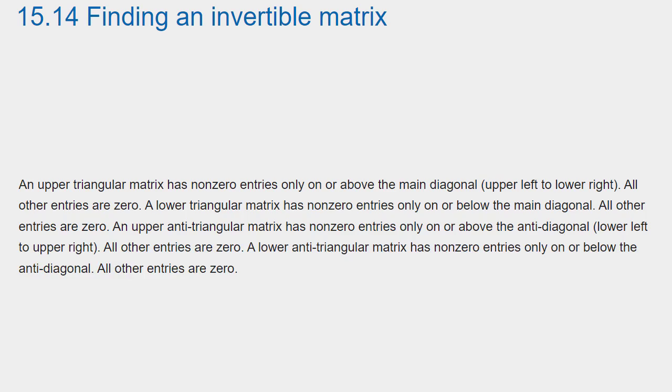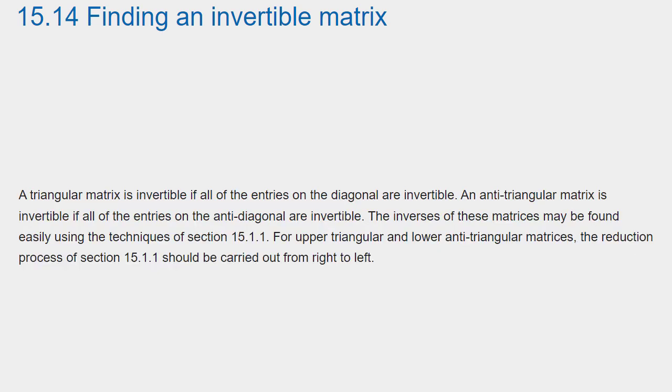An upper anti-triangular matrix has non-zero entries only on or above the anti-diagonal, lower left to upper right. All other entries are 0. A lower anti-triangular matrix has non-zero entries only on or below the anti-diagonal. All other entries are 0.